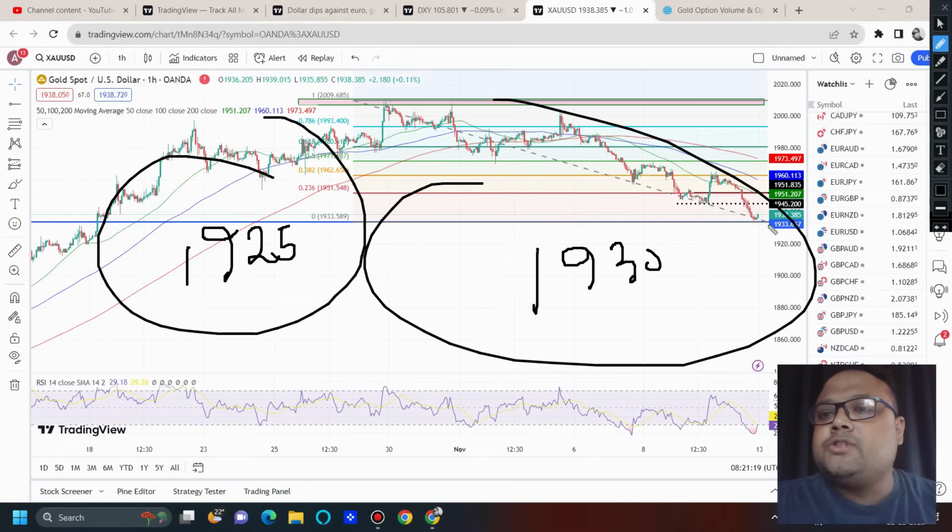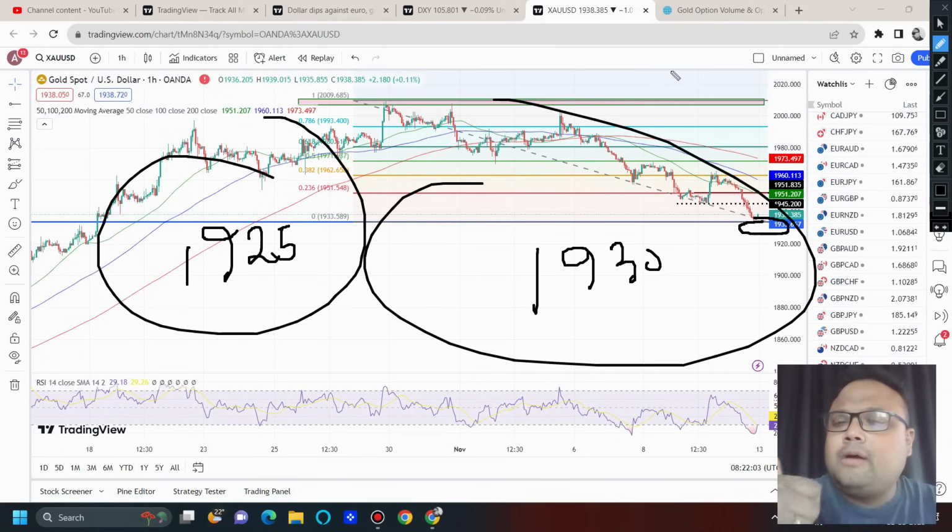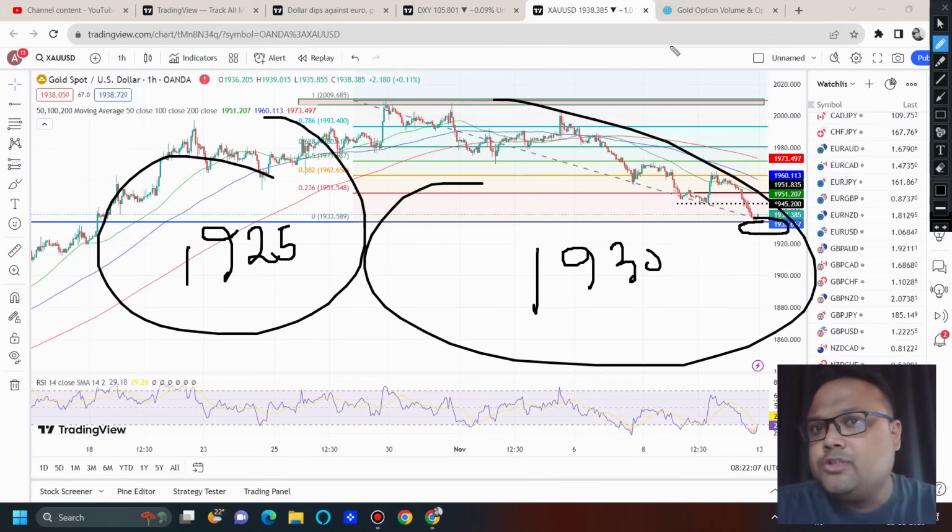I think the market will struggle again. Just like the battle we saw around 1950, we will see a similar battle around 1930, 1925. I think buyers and sellers will fight here to take the market in their direction. So trading opportunities are limited right now. If you already have a buy, stay on the trade, try to exit on Monday. If you have a sell, I'm considering you as a swing trader. You can stay on the trade, because the structure of the market is not very positive.